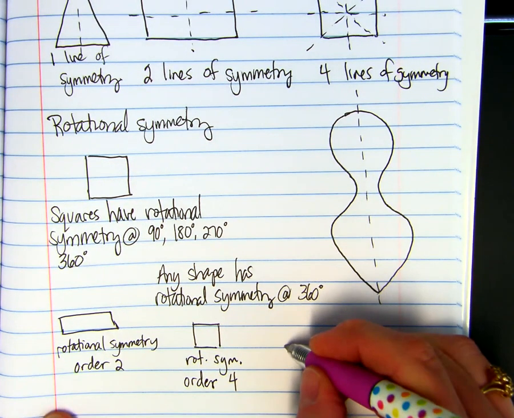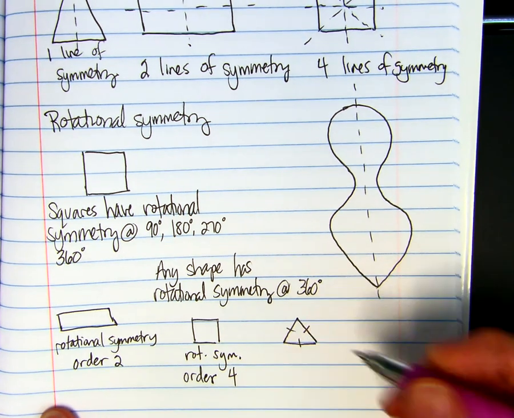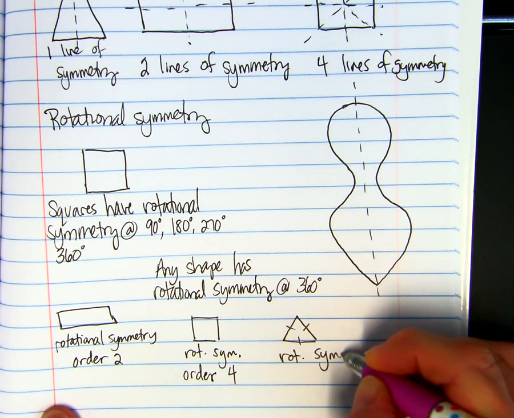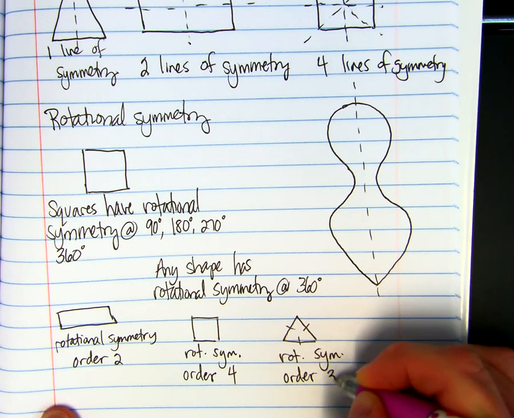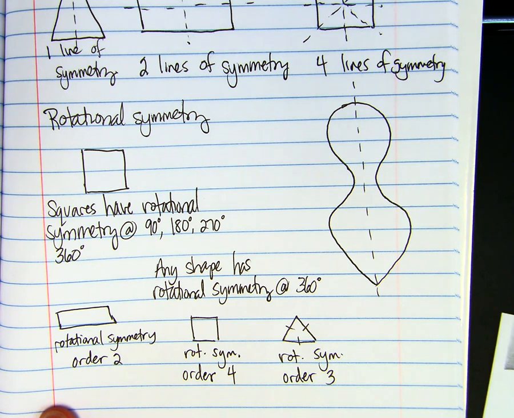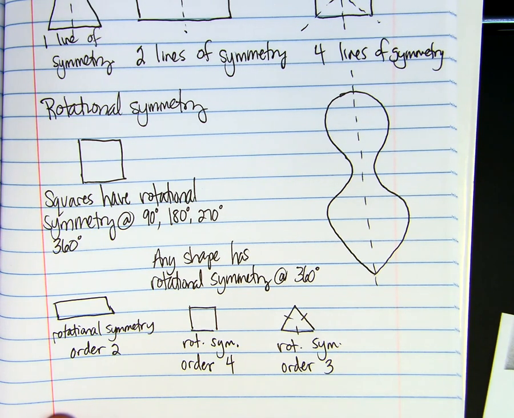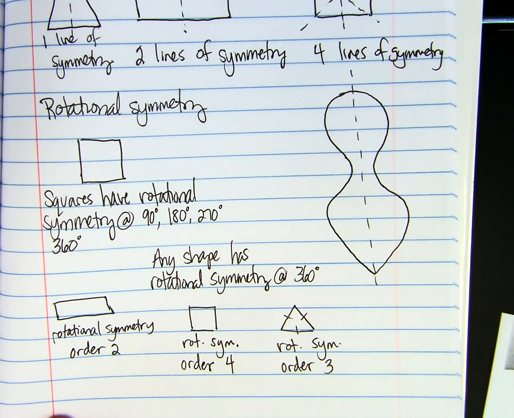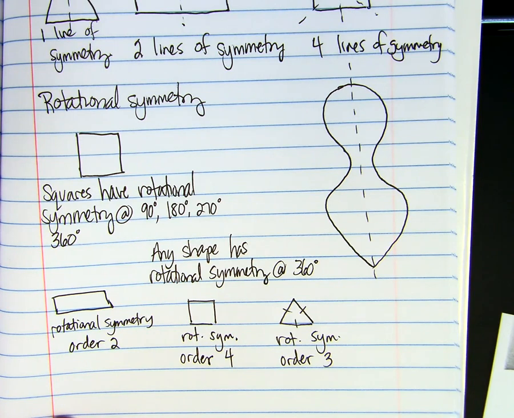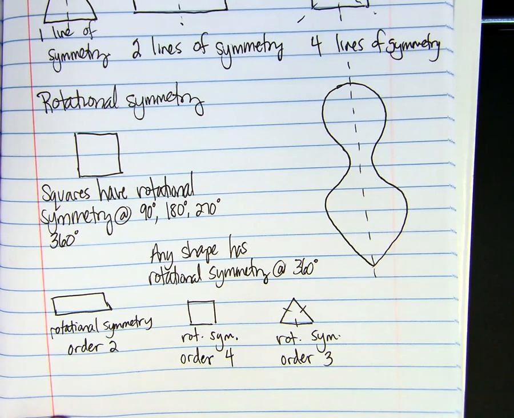And an equilateral triangle, or a regular triangle, where all 3 sides are the same, will have rotational symmetry of order 3. So as you rotate it, you'll see the original figure 3 times, at 120 degrees, then 240 degrees, and then 360 degrees. So if you divide the 360 by 3, you can know how many degrees you have to turn it until you see it again.